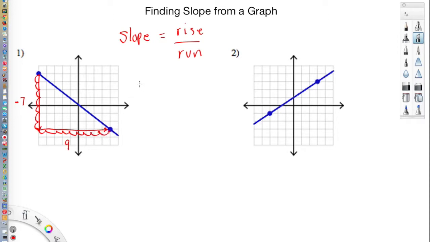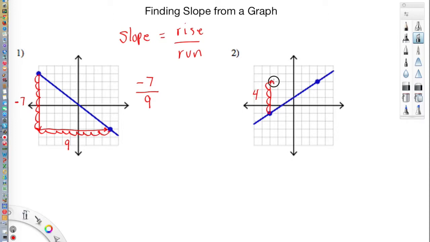So my slope, or my rise over run, is a negative 7 rise over a run of 9. So it's negative 7/9. That is my slope. Let's look at number 2 here. Now number 2, going again, read left to right from my first point to my second point. My rise, I'm going up all the way there. I'm going up 1, 2, 3, 4. So I have a positive rise of 4.